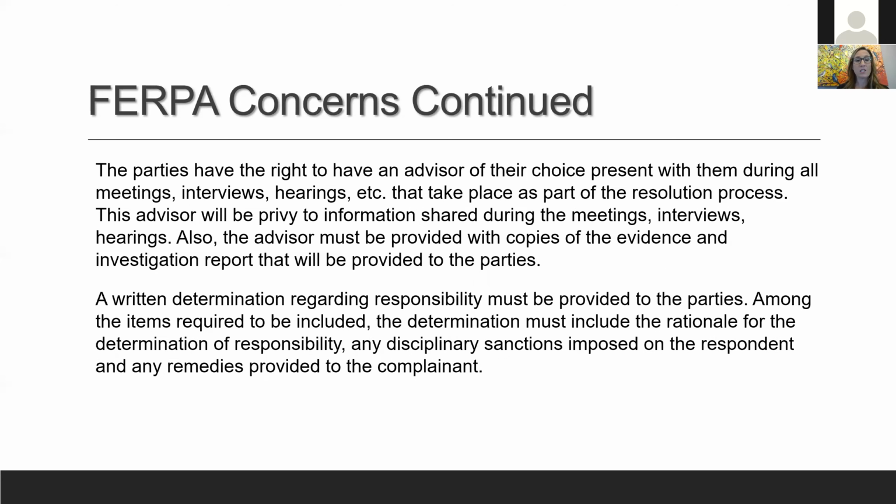Okay, continuing with FERPA concerns, they have a right to choose any advisor that they want to be present with everything. So they're going to hear sensitive information and be provided with these copies. So they're going to hear students' names and things. And then when you give them the determination, you have to have the rationale, and sometimes that might disclose some information. So again, work with your attorneys, your administrators, district administrators, Title IX coordinator, because I have some FERPA concerns, even if the regs say that it's following FERPA.